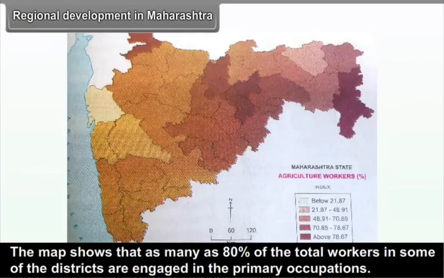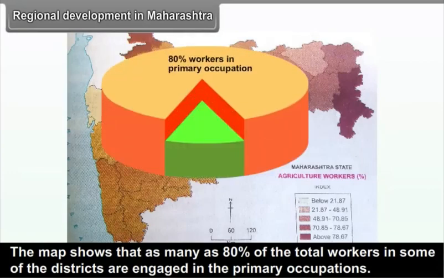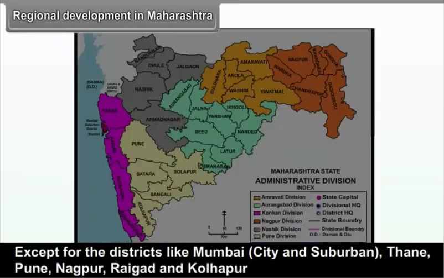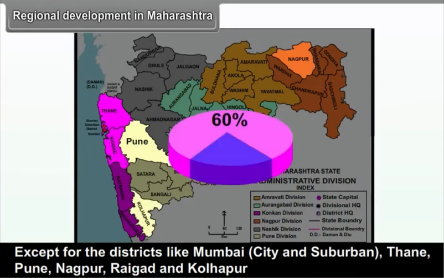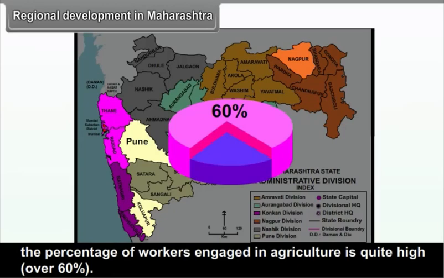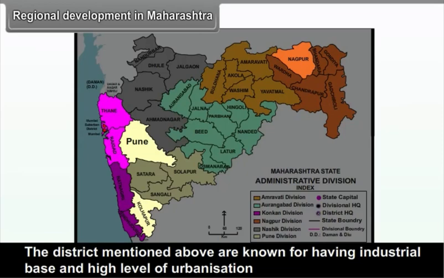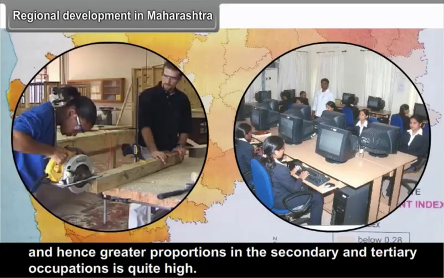The map shows that as many as 80% of the total workers in some of the districts are engaged in the primary occupations. Except for the districts like Mumbai City and Suburban, Thane, Pune, Nagpur, Raigad and Kolhapur, the percentage of workers engaged in agriculture is quite high, over 60%. The districts mentioned above are known for having industrial base and high level of urbanization, and hence greater proportions in the secondary and tertiary occupations.